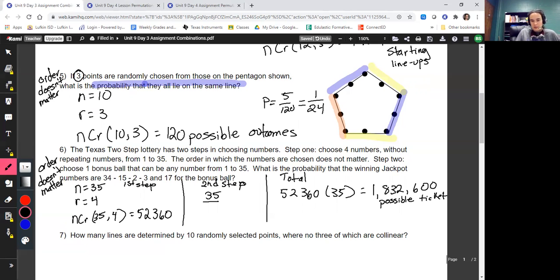But we weren't looking for how many tickets are possible. We're looking for the probability that that specific set, 34, 15, 2, 3, and a bonus ball of 17 are the winning numbers. Well, there's only one way that those are the numbers. So it's 1 out of 1,832,600.